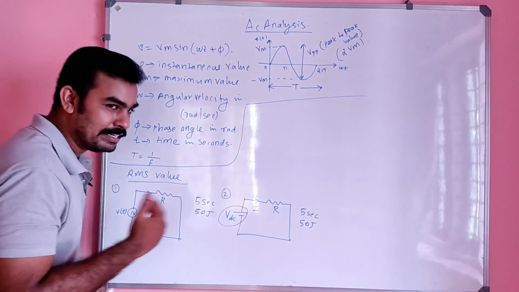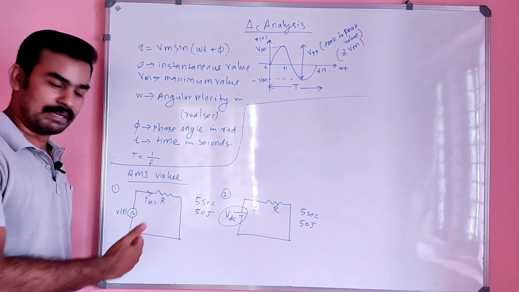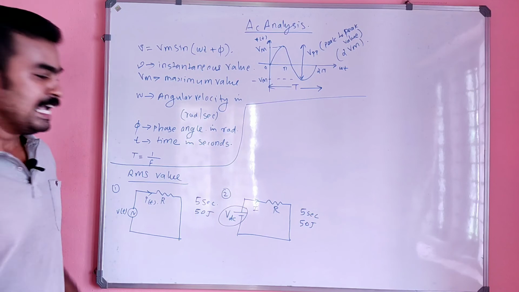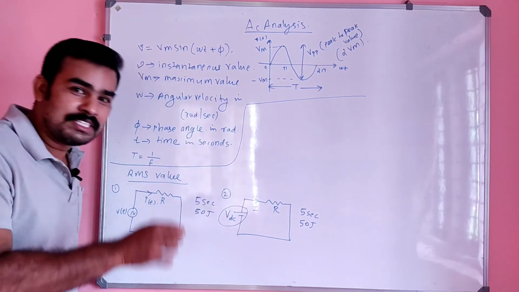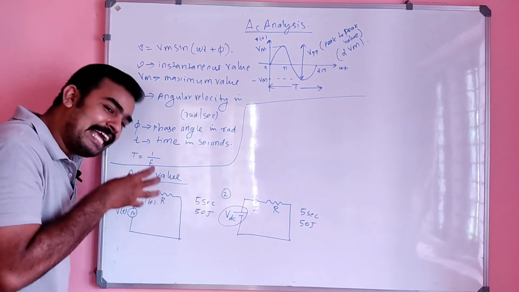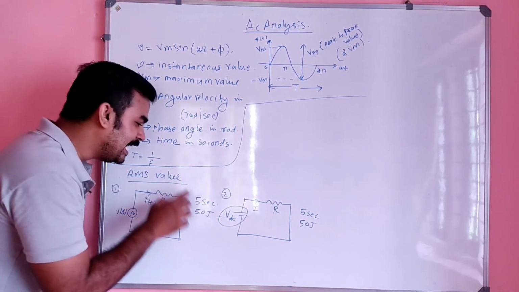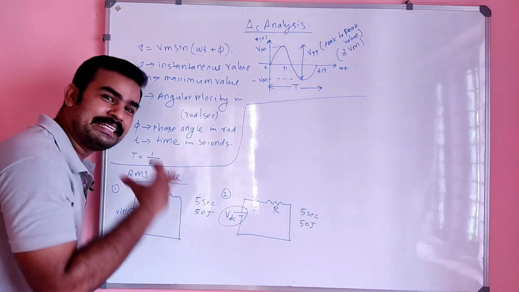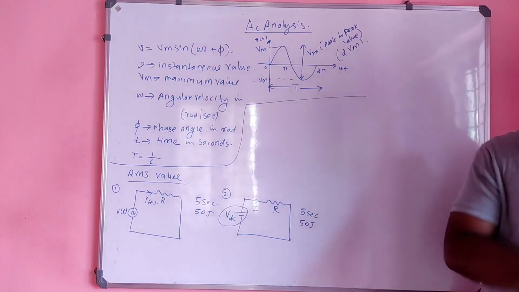Okay, so let's see what it is. RMS value is nothing but, now you can move to the definition. It is the effective DC value required to produce the same heating effect as that of AC in the same circuit in the same time period. That is the definition.